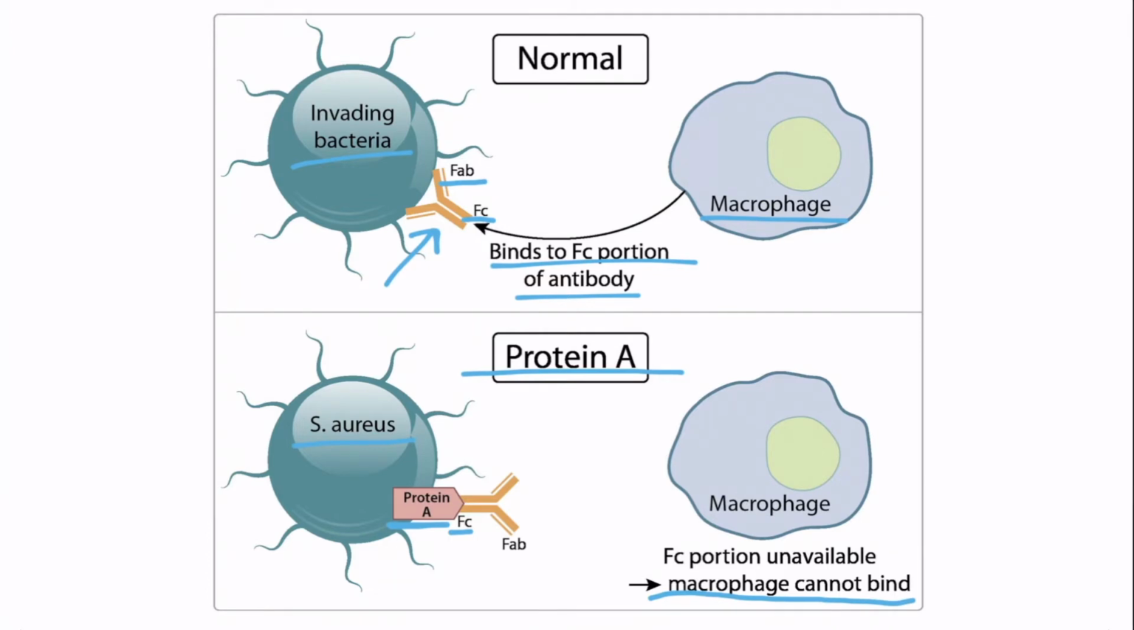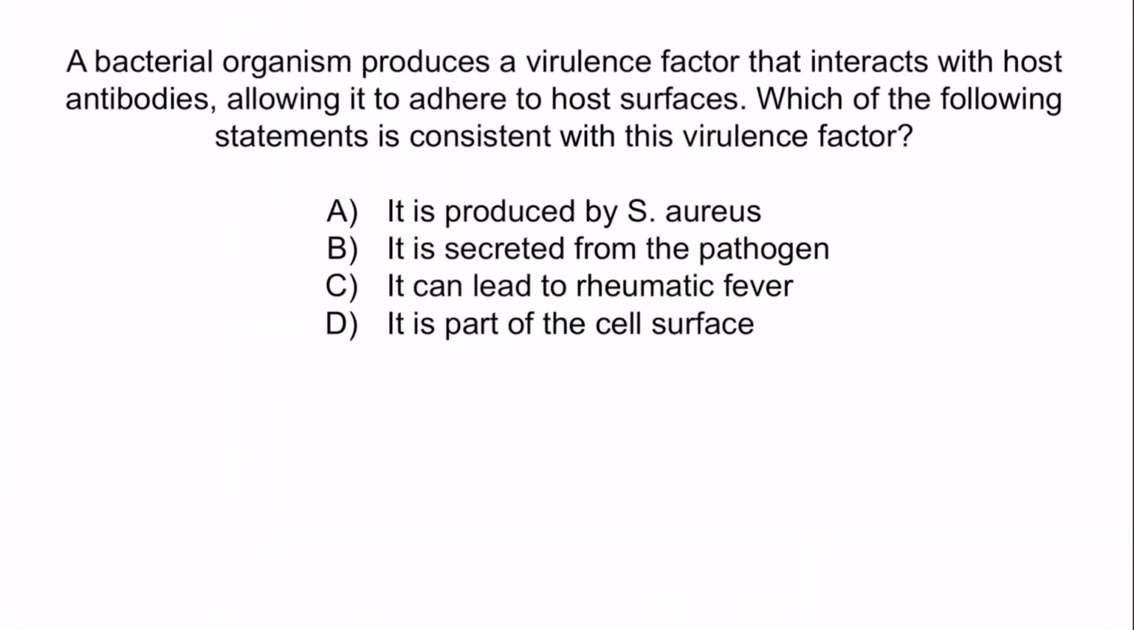Now let's do a question to review what you've learned so far. A bacterial organism produces a virulence factor that interacts with host antibodies, allowing it to adhere to host surfaces. Which of the following statements is consistent with this virulence factor? A. It is produced by Staph aureus. B. It is secreted from the pathogen. C. It can lead to rheumatic fever. Or D.